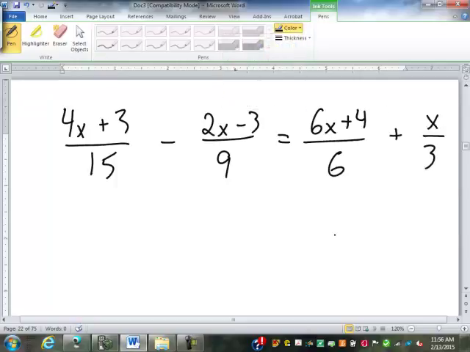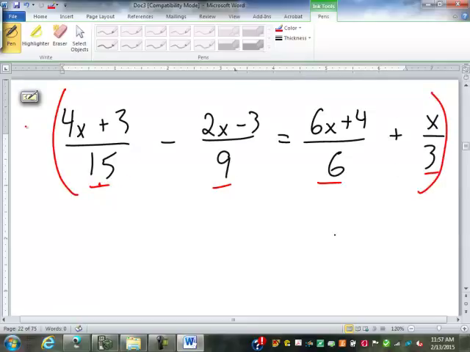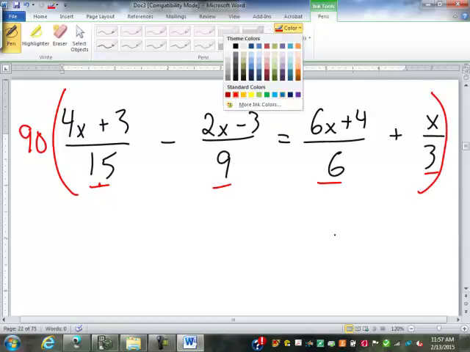So dealing with this one, first thing we need to do is find a least common denominator. We have 15, 9, 6, and 3. Well, the 3 doesn't affect anything because all of these numbers can be divided by 3, so we don't have to worry about that. So we have to worry about the 15, the 9, and the 6. Well, they won't go into 15. 30, 6 will go into 30, but 9 won't. 45, 9 will go in, but 6 won't. 60, nope. Looks like 90 is going to be our least common denominator. So we're going to multiply this whole thing by 90.